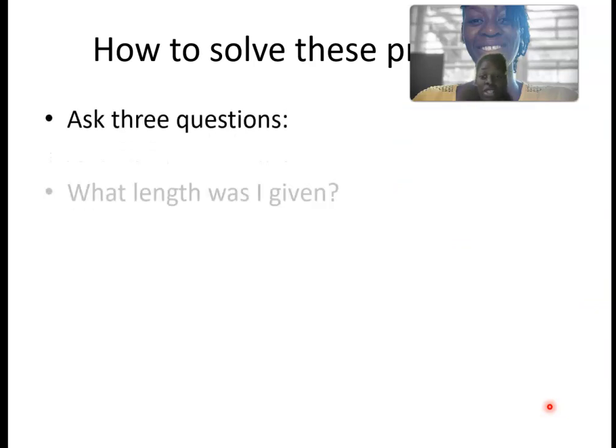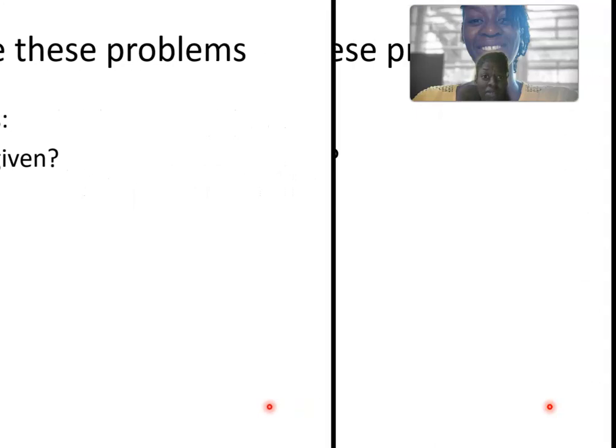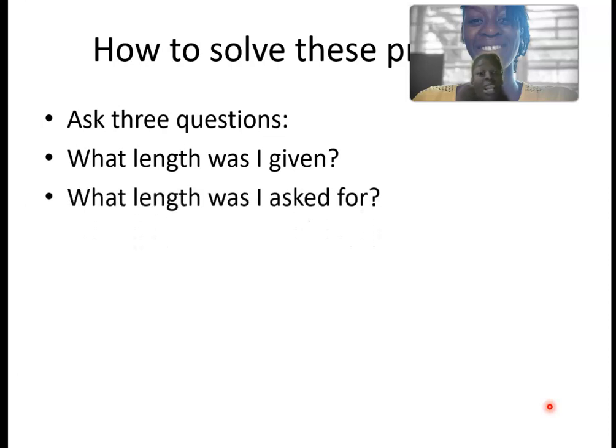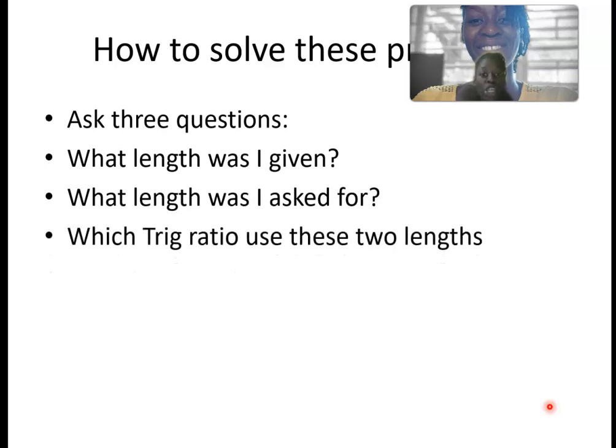Ask yourself 3 questions. What length was I given? Was it the opposite? Was it the hypotenuse? Was it the adjacent length? What length was I asked for? Was it the opposite? Was it the adjacent? Was it the hypotenuse? Which trig ratio used these two lengths that I would have written down in the first part? And that is how you select which one to use.